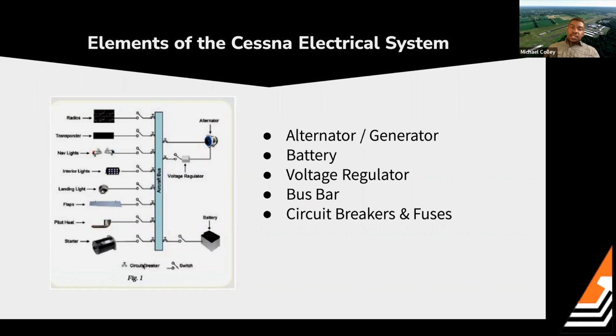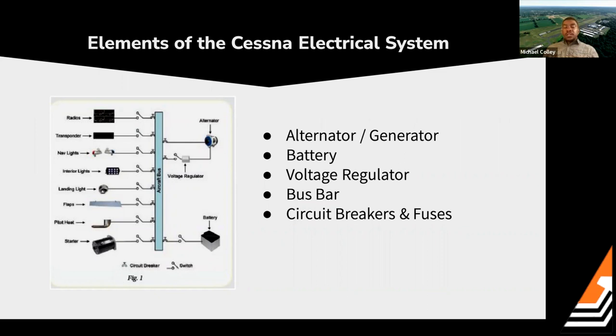These are switches. The little upside down U-shaped items here, these are the circuit breakers. So they're connected right to the aircraft bus. And then in addition, you have the battery there, which is receiving a charge and powering some of the equipment in the aircraft as well. So we're going to go over the alternator, or generator, the battery, the voltage regulator, the bus bar, the circuit breakers, and the fuses, understanding the electrical system.